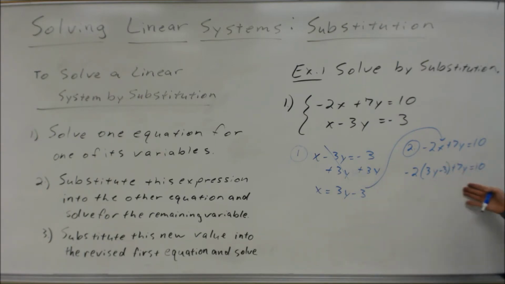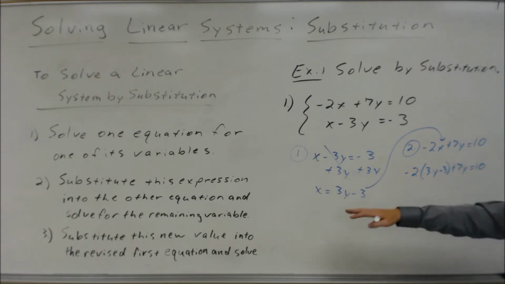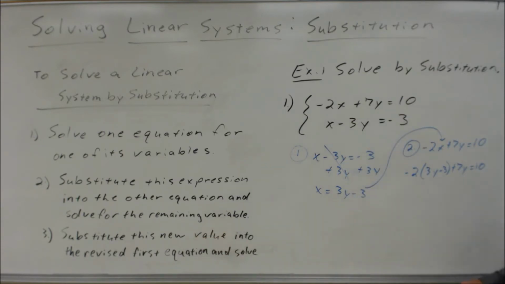Now we just solve for y. See how we only have one variable left? Our remaining variable is y. So we're going to go through normal equation solving steps. Distribute. So -6y plus 6 plus 7y equals 10. Combine your like terms. -6y plus 7y gives us 1y. And then isolate your variable. Move the 6. And 1y is just y, so y equals 4. So we get y equals 4.